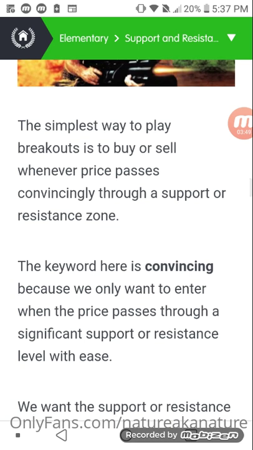So you buy or sell whenever you see price pass convincingly through support and resistance levels, or support zones and resistance zones. When you see price break through a support or resistance zone with ease, that's when you want to simply get in. That's the aggressive way.